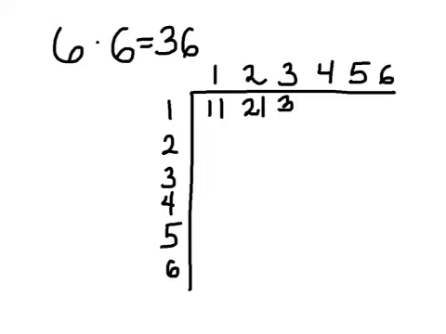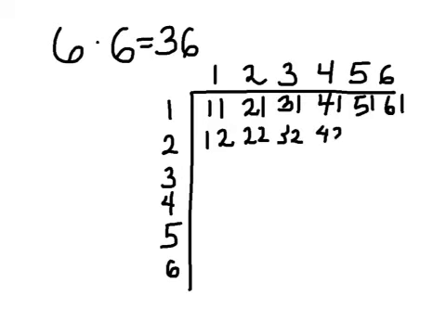First die is 3, second die is 1. First die is 4, second die is 1. First die is 5, you get the picture. Okay, now what if the first die is 1 and the second die is 2? Okay, and then 2, 2, 3, 2, 4, 2, 5, 2, 6, 2.